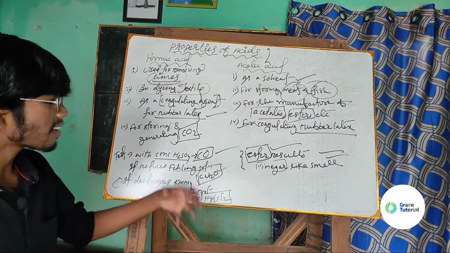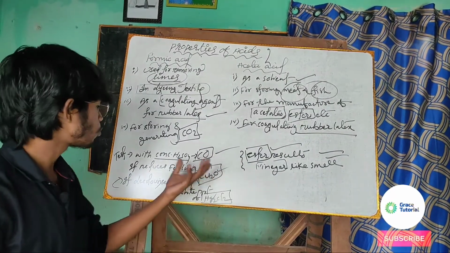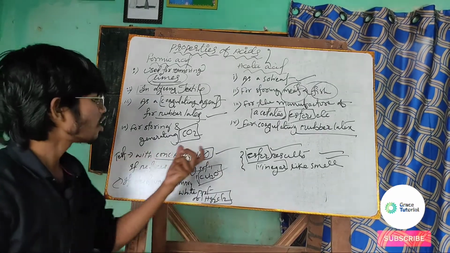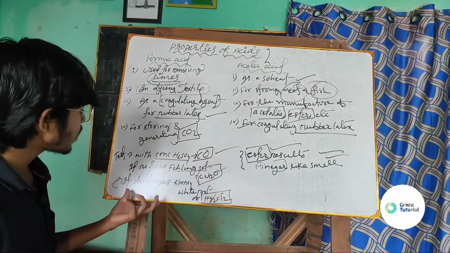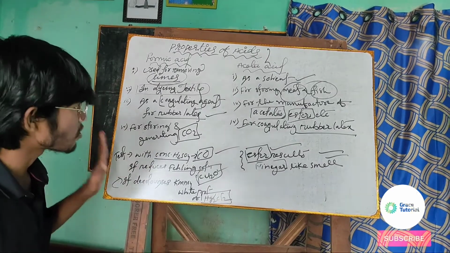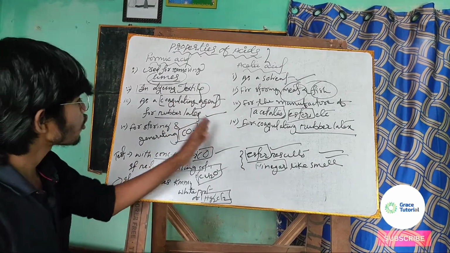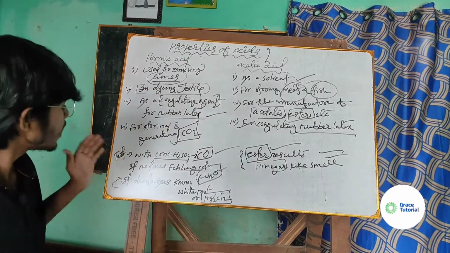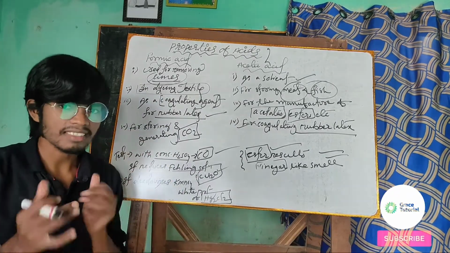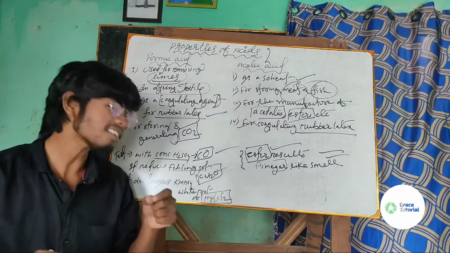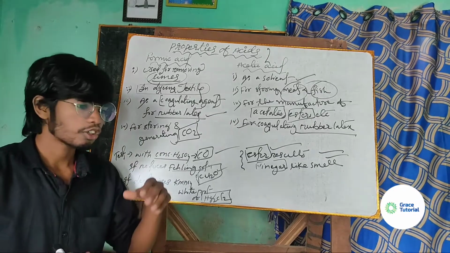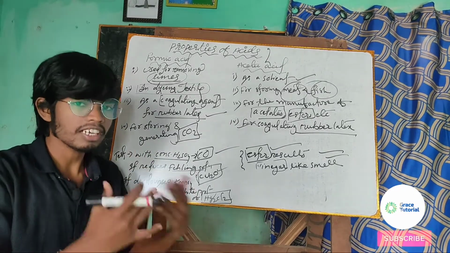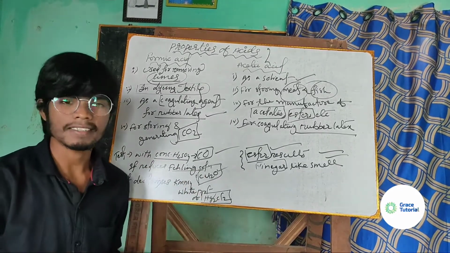So I think that these 2 are the most relevant for the testing of acetic acid, and these 3 are very important for the testing of formic acid. So this is all about the uses along with the tests of formic acid as well as acetic acid. And at last, we will discuss the differences between formic acid and acetic acid.